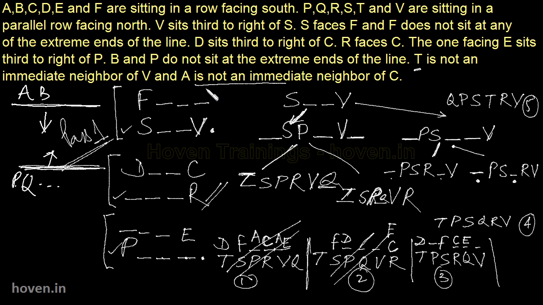Now he says A is not an immediate neighbor of C. So this means A could come here or A could come here. But what about the B? He is saying B and P do not sit at the extreme ends. This means B will surely have to come here. And as a result, A can come here. So we can see that this arrangement satisfies everything: D B F C A, T P S R Q V.